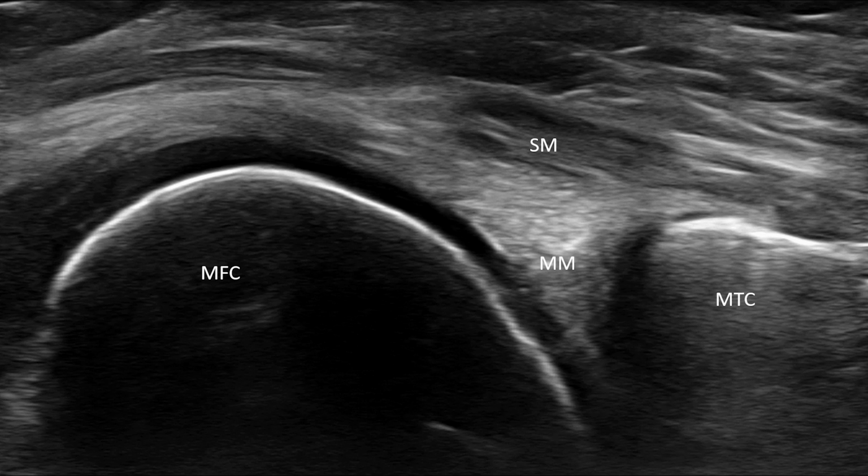In the posterior approach, with the patient in the prone position, the medial femoral condyle is visualized. The articular cartilage appears smooth and regular. The posterior horn of the medial meniscus and the semimembranosus tendon are also visible.